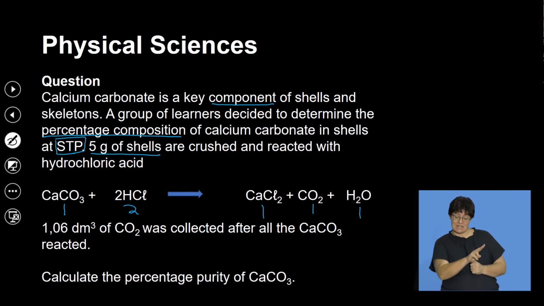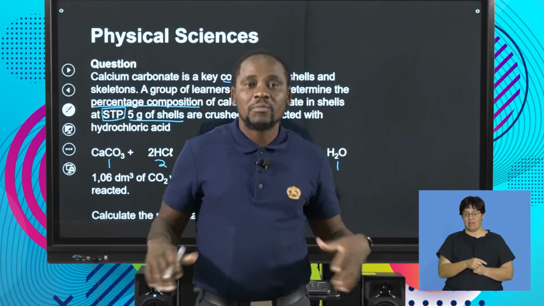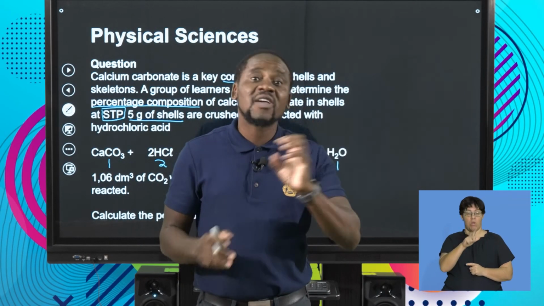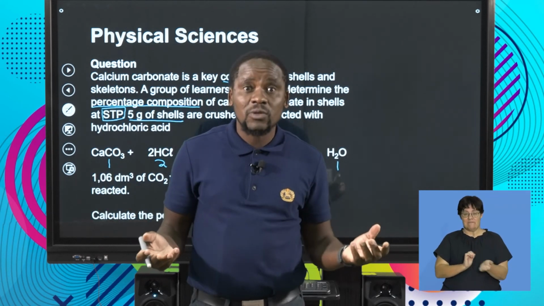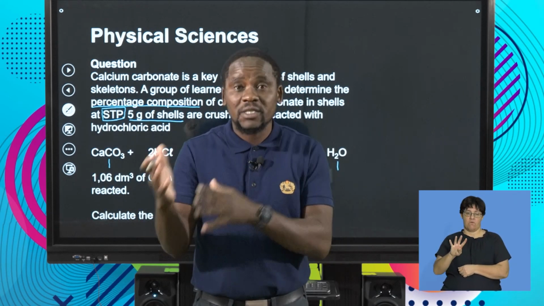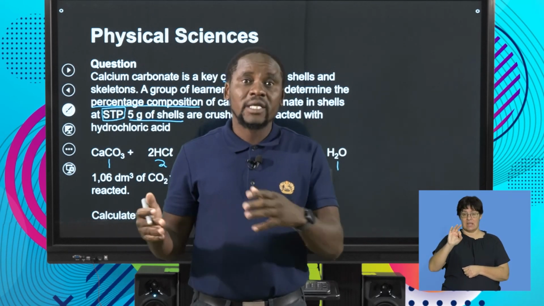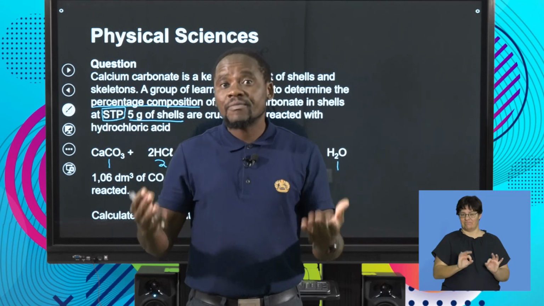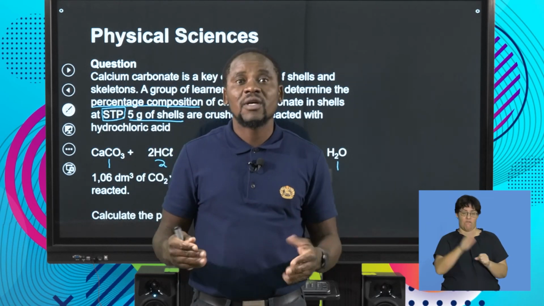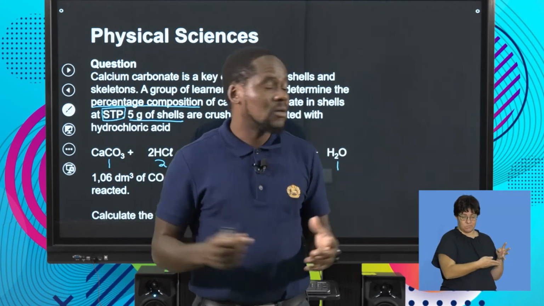The moment we see STP, we immediately think of the molar gas volume, that a mole of any gas at standard temperature and pressure would occupy a fixed volume, which is 22.4 cubic decimeters per mole, right? So that is in terms of the table of the physical constants, which is something that you need to familiarize yourself with as far as the formula sheet is concerned, right?